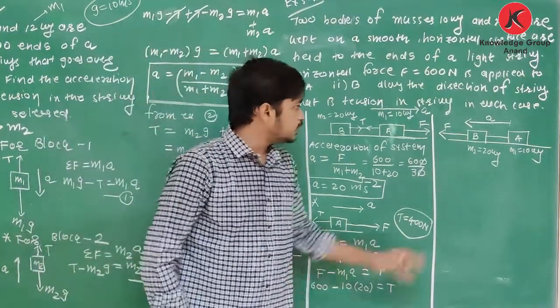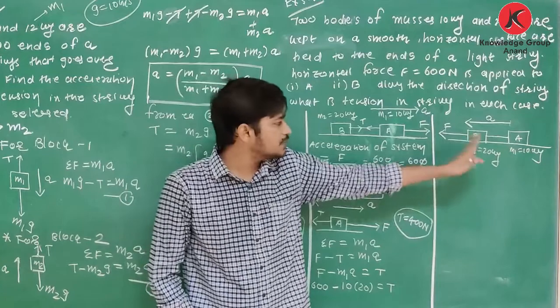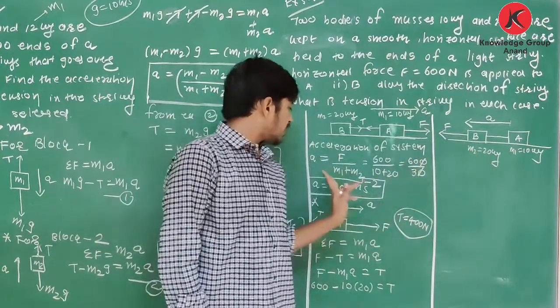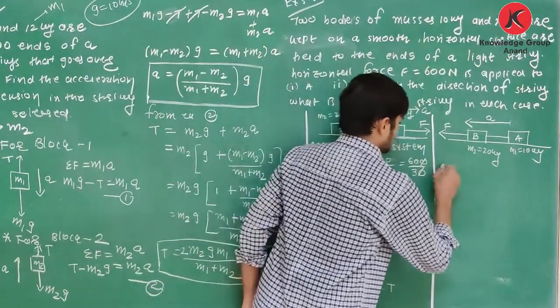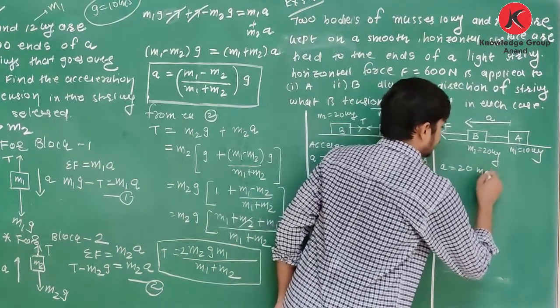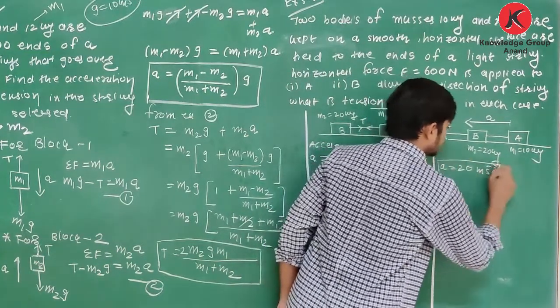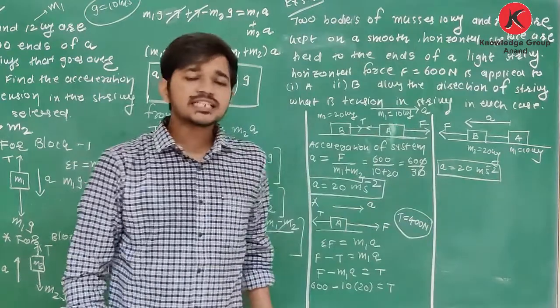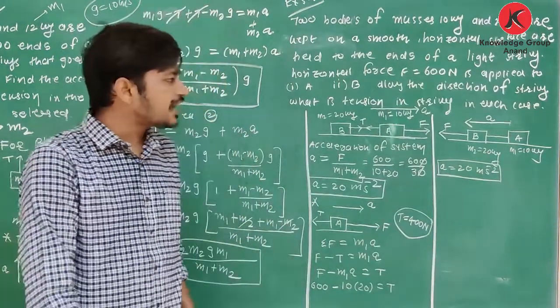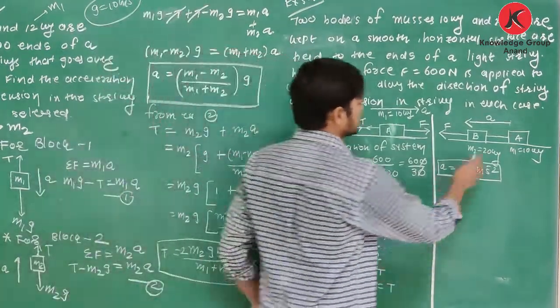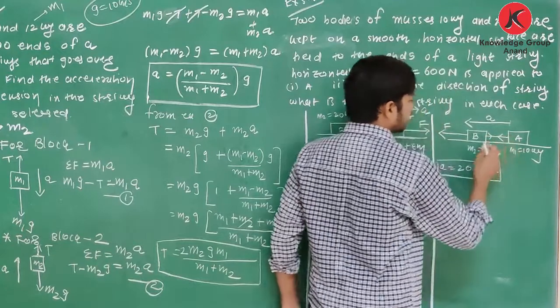Again, two objects having the same masses and the same force applied, so acceleration will be the same. That is, A is equal to 20 meter per second square. No change in acceleration because blocks are the same and external force is the same. Just the direction is changed. Then what about tension T?